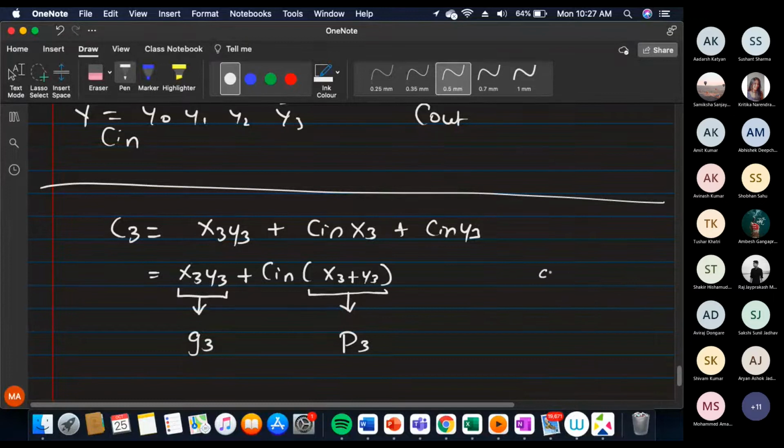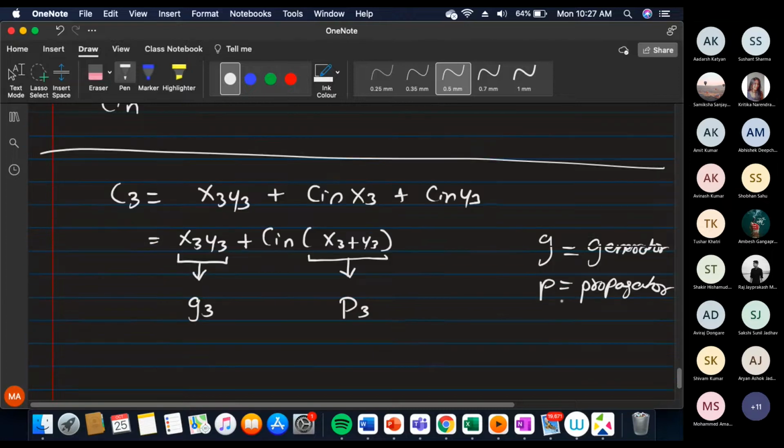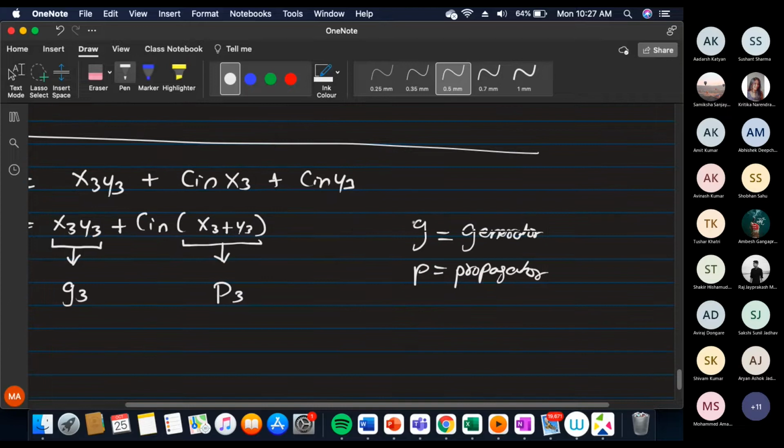So G stands for something called a generator. And P stands for something called a propagator. So we are introducing two new terms, a propagator and a generator. A propagator is nothing but x or y, performing x or y gives us p, and for the generator we take x and y. Is this clear?